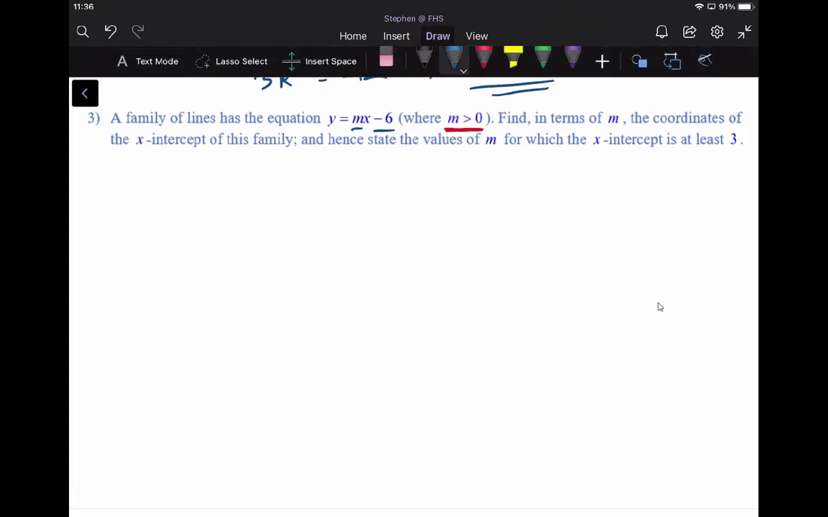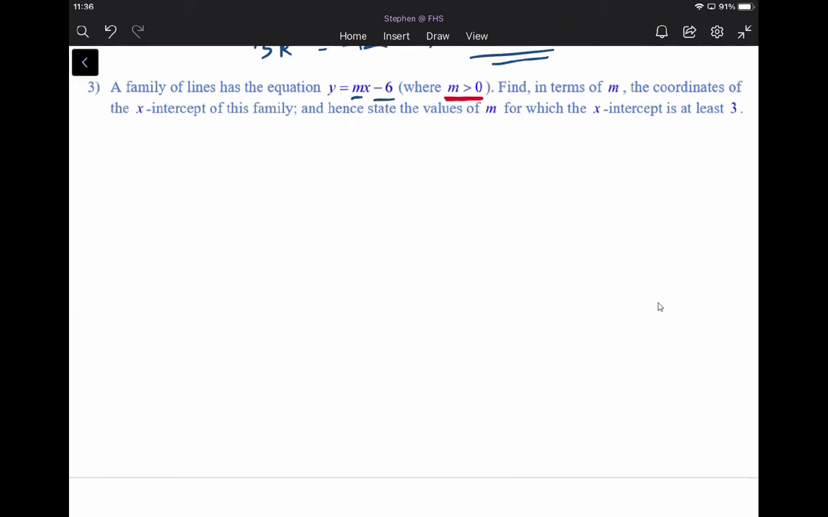So what does the question want? It says, find in terms of m. Again, you see this in terms of a phrase over there, which is very important. It says, find the coordinates of the x-intercept of this family. So you want the coordinates of the x-intercept of the family. So we don't want the x-intercept of any one particular line. You actually want a general expression for the x-intercept of any of the lines described by the family.